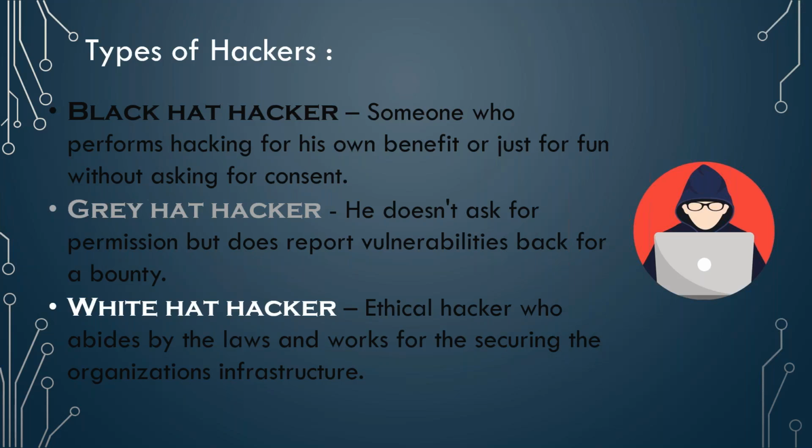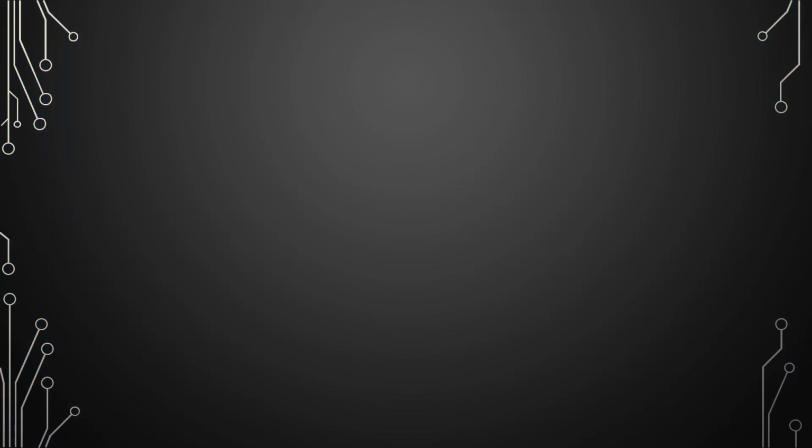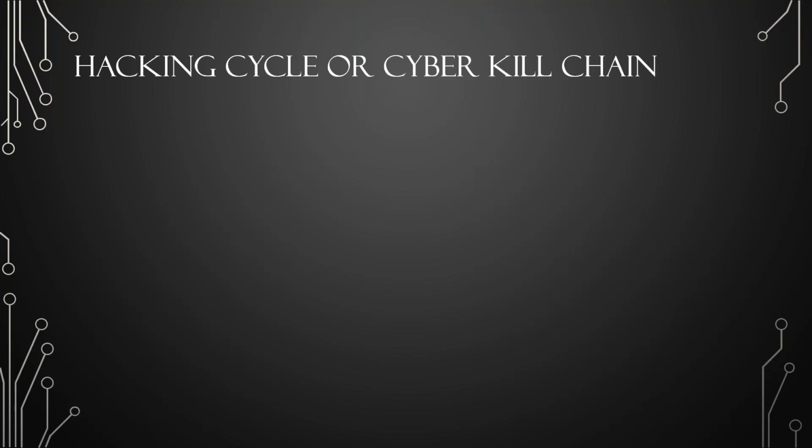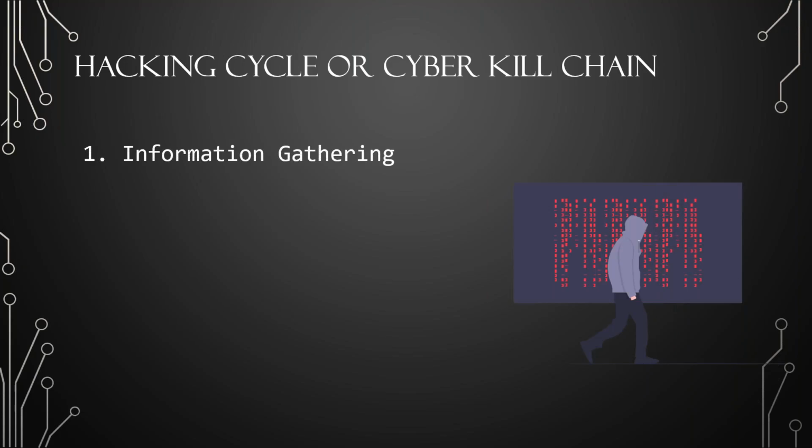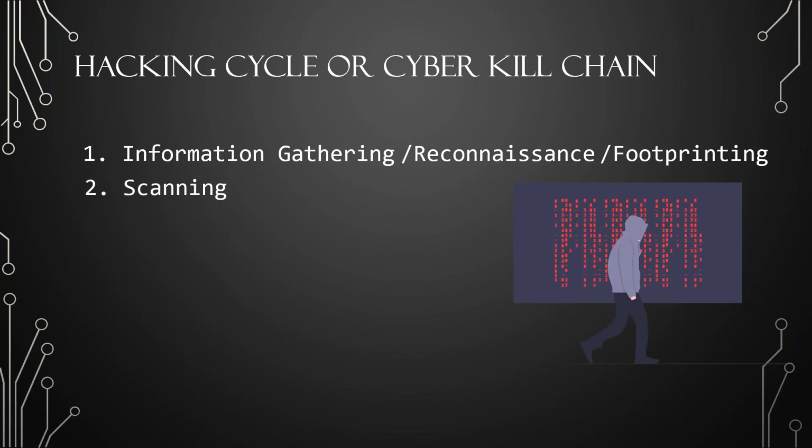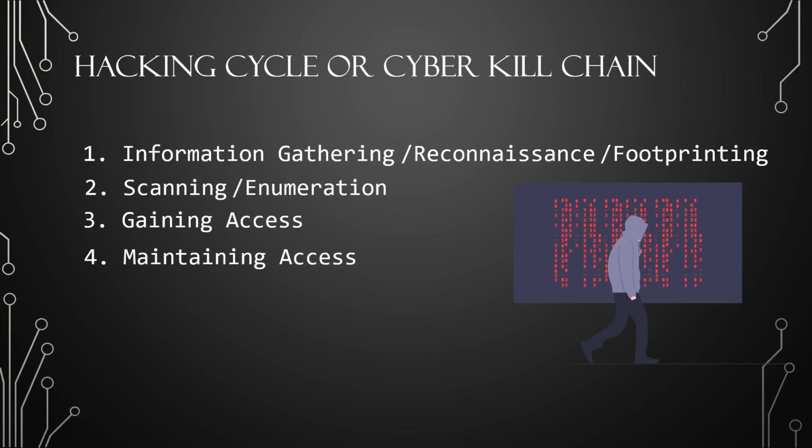Now, all these three types of hackers, whether black hat, gray hat, or white hat, perform hacking or ethical hacking in a systematic fashion. They follow a set of procedures that are also used at the organization level for ethical hacking, and these are the steps as follows. This whole procedure is known as the hacking cycle or cyber kill chain in an organization. There are 5 important steps for this. The first step is information gathering. It can also be called reconnaissance or footprinting. The second step is scanning. It can also be called enumeration. The third step is gaining access. The fourth step is maintaining access. And the last step is reporting or clearing traces.